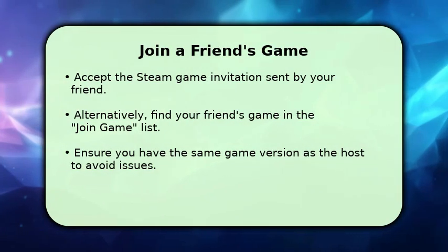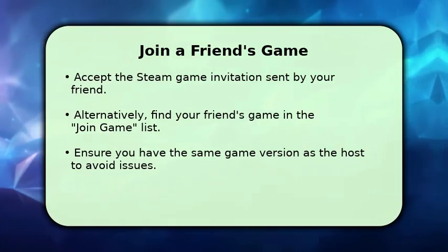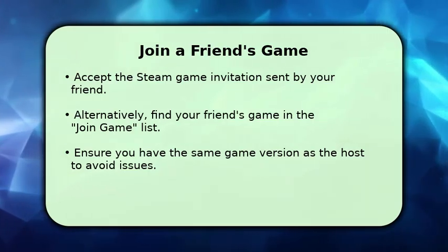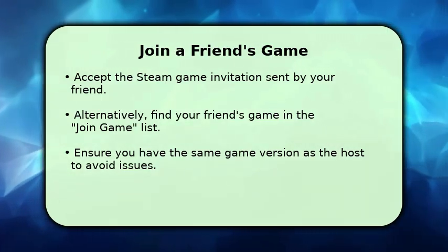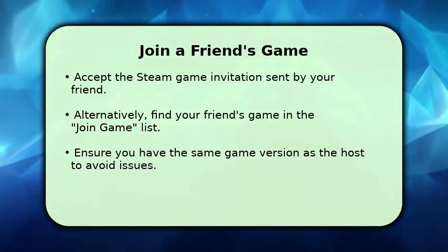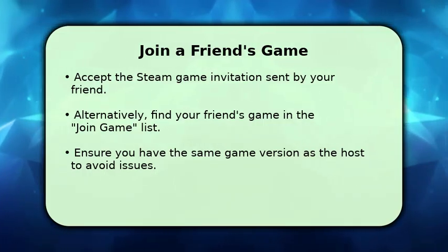If you're joining a friend, simply accept the Steam game invitation they send you. This is the quickest way to enter their lobby. Alternatively, you can go to the multiplayer menu, select Internet Game, and then join game to browse available sessions. Look for your friend's name. Always confirm you are running the same game version as the host for compatibility.